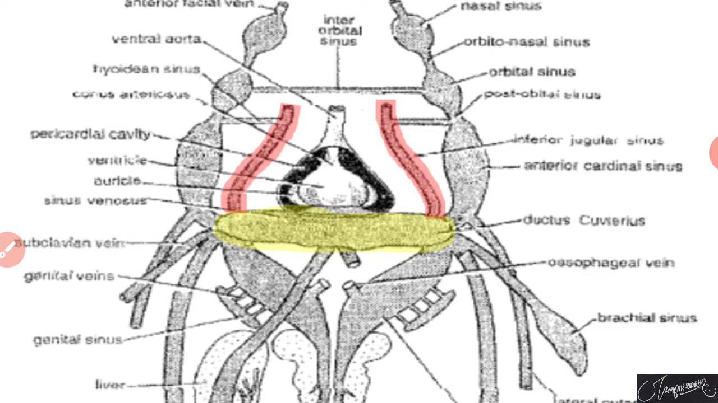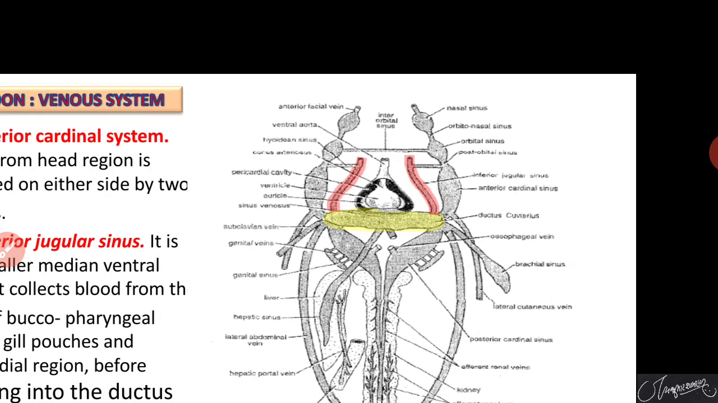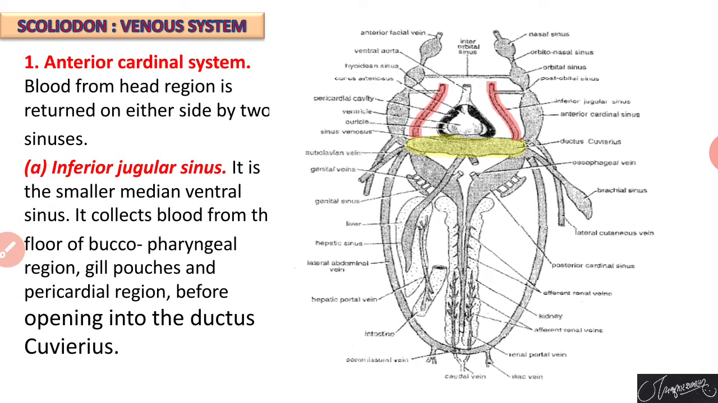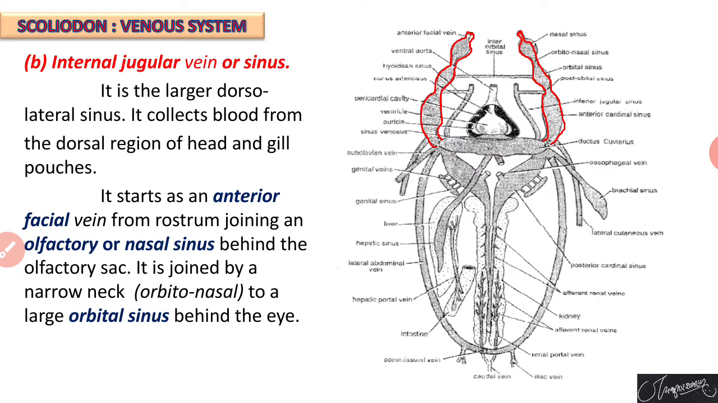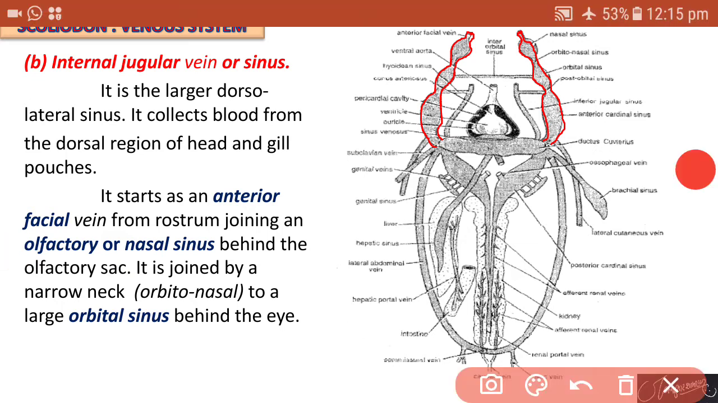In this diagram, this particular inferior jugular sinus is shown in red color, and this pair of inferior jugular sinuses finally opens into the ductus cuvieri, which then opens into the heart by the sinus venosus. Then the second major blood sinus or blood vessel is the internal jugular vein or internal jugular sinus.